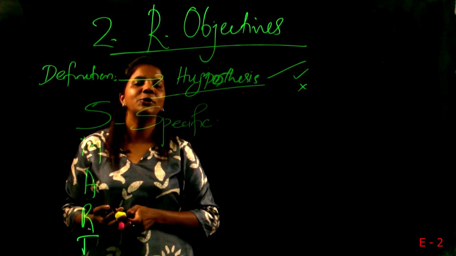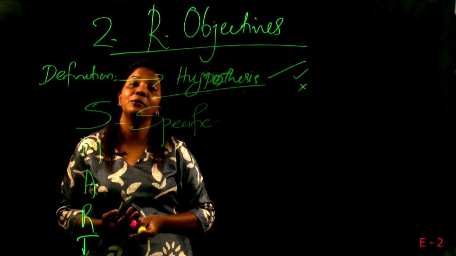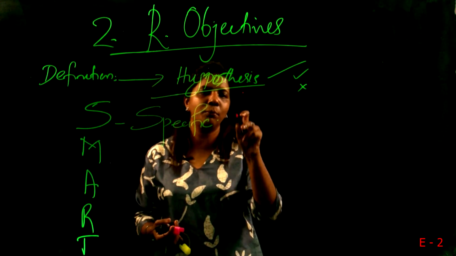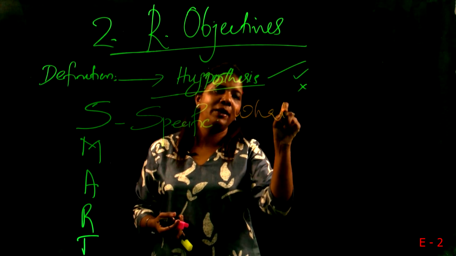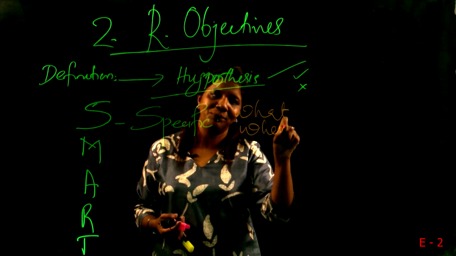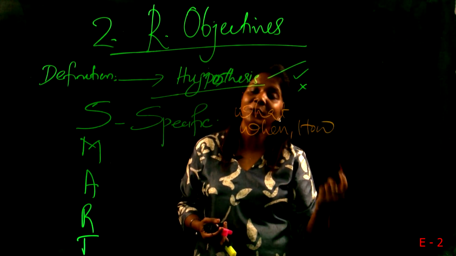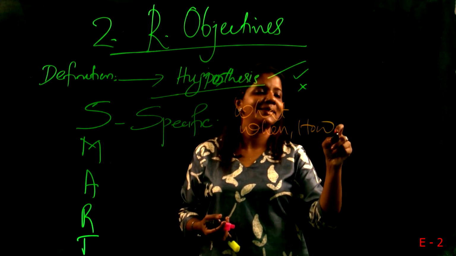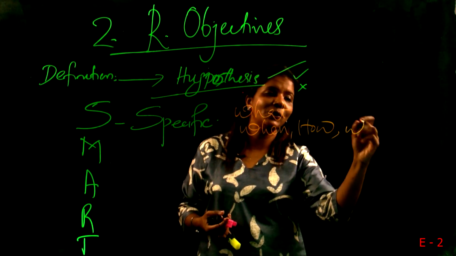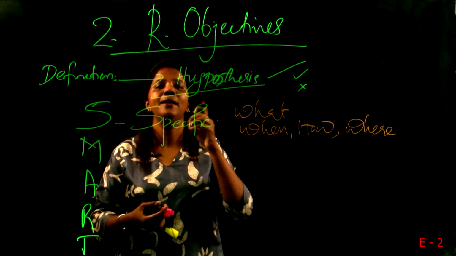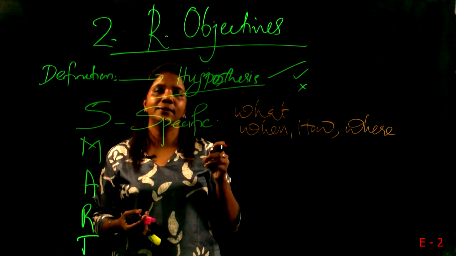If you are going to conduct the study, your objective should be very specific. What are you going to conduct? Which topic? When are you going to conduct the study? How are you going to conduct the study? What method are you going to use? Where are you going to conduct the study? The setting, everything should be specifically pointed out before we start the research.